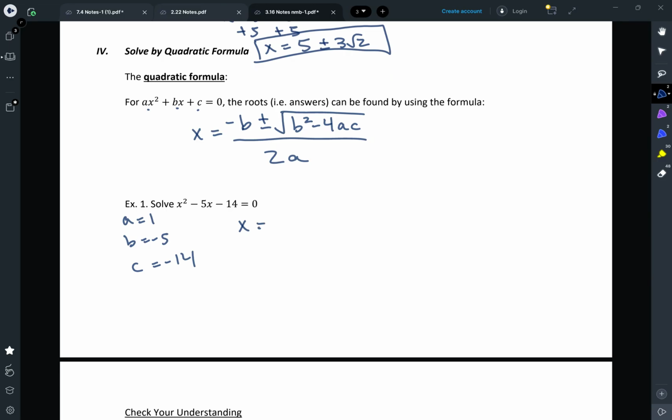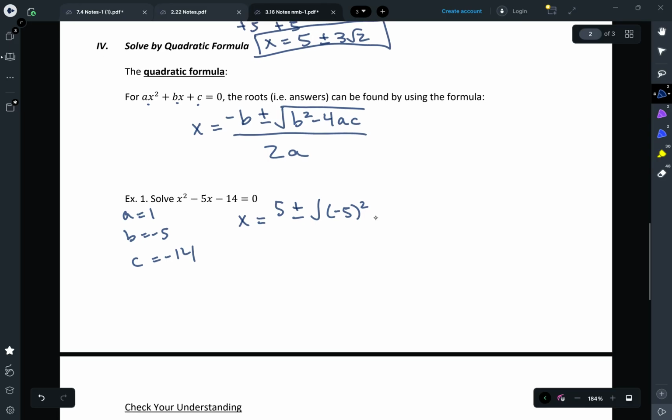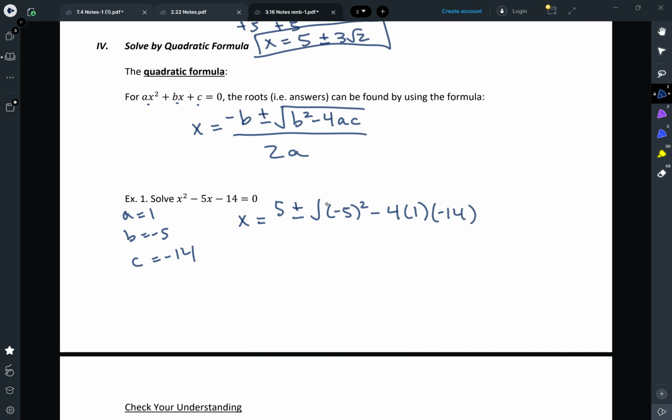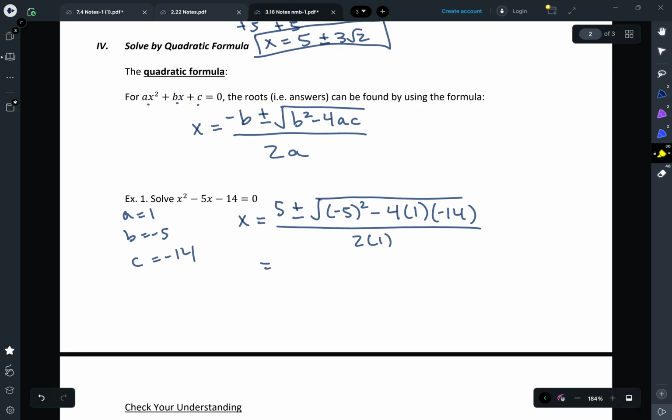So x equals negative b, which is already -5, that's going to make it a positive, plus or minus the square root of b squared, so the quantity -5 squared, so make sure you've got parentheses around that -5, minus 4 times a, so 4 times 1 times -14. And this is all over 2a, so 2 times 1. When I do this, I like to go through and simplify this and this and this all at the same time. So all the highlighted sections.